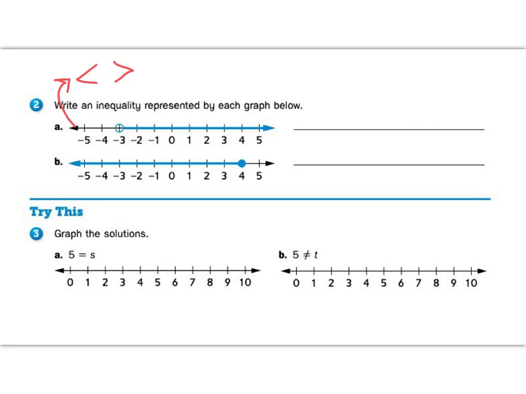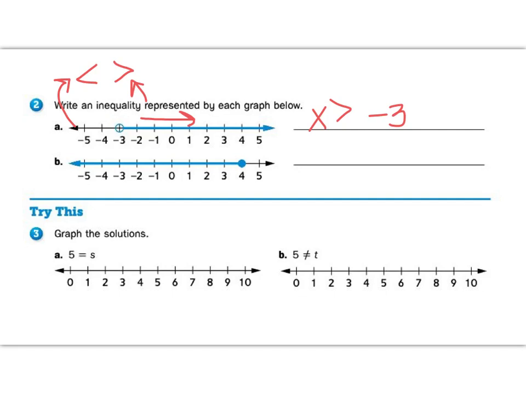And I see that it's on -3. So I could write my variable and I could write that it's on -3. And then since it's an open circle and my arrow is pointing this direction, I want to use the symbol that is pointing that direction, and it's greater than. So my inequality for this is x is greater than -3.